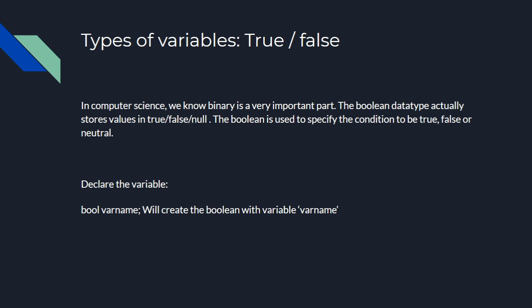Null means neutral. It happens when there is some kind of error in parsing the condition. It may be true, it may be false. Therefore, it is null. It is neither true nor false. For example, any number greater than 50. It is 51 also, it is 52 also. So it is null. The Boolean is used to specify the condition to be true, false or neutral, as I said.